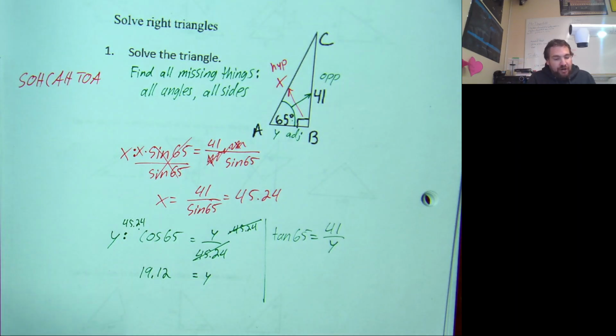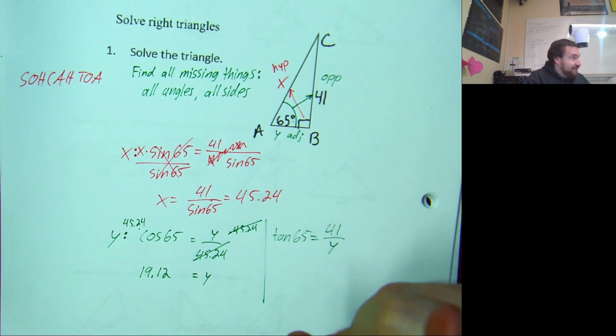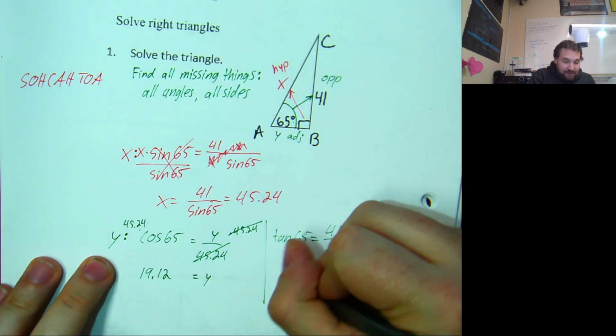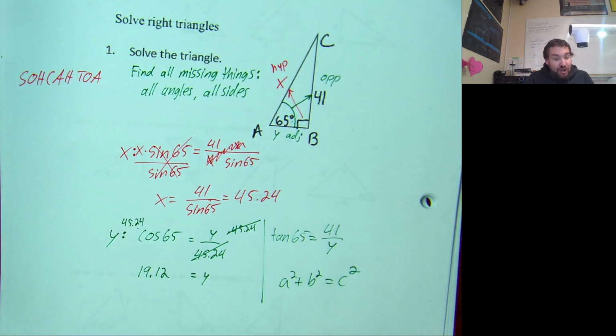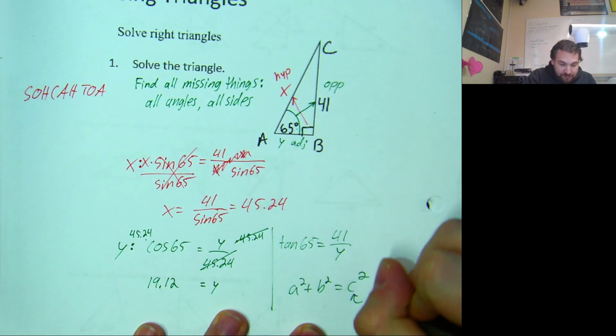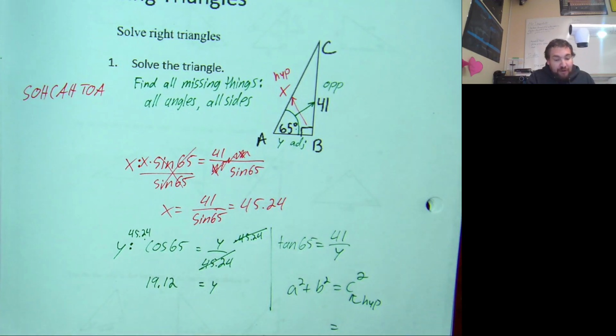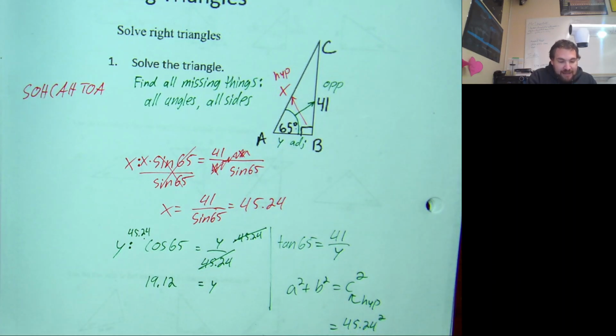Is there another way we could have found side y? Carolyn says there were two ways. Someone else give me the third way. Rebecca: Pythagoras. So let's start with the base formula, A squared plus B squared equals C squared, but we only have C squared and then either A or B. Remember, side C is always the hypotenuse, which we already found to be 45.24. So I'm going to square that.